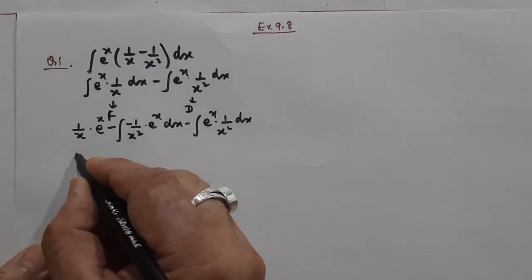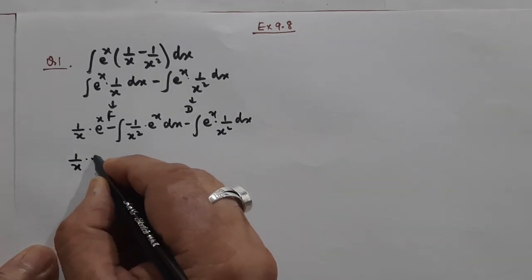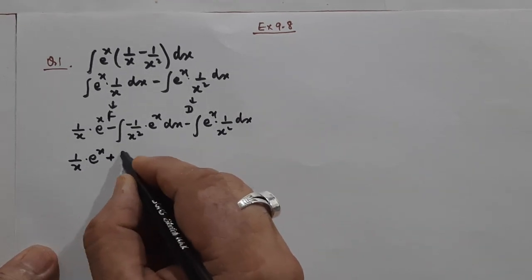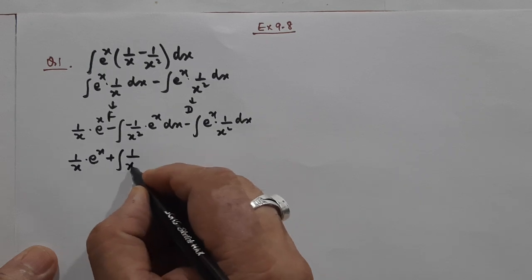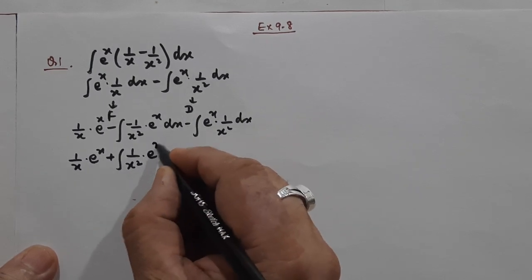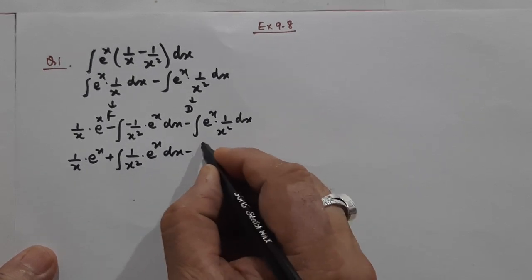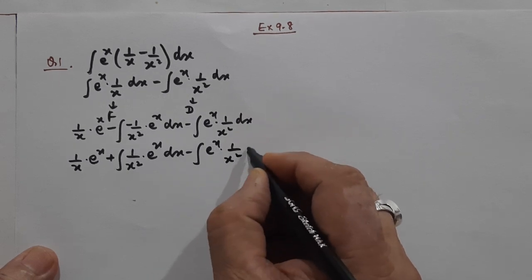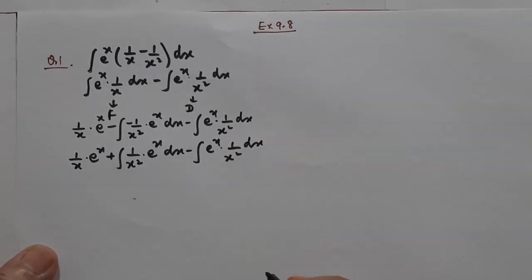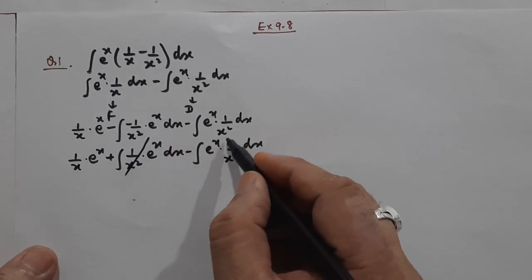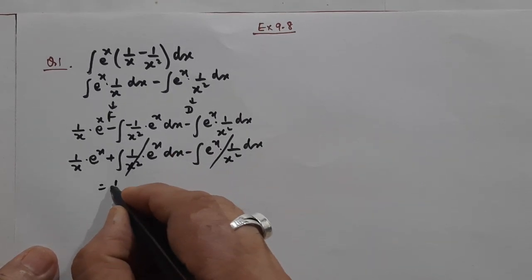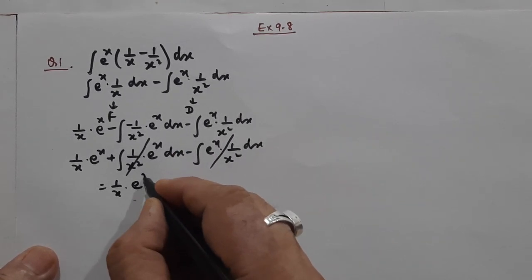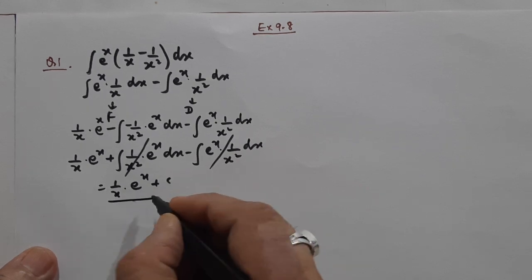Now what we get, 1 upon x into e power x plus integral of 1 upon x square into e power x dx minus e power x into 1 upon x square dx. So cancel these two factors. So what we get, 1 upon x into e power x plus c is the answer.